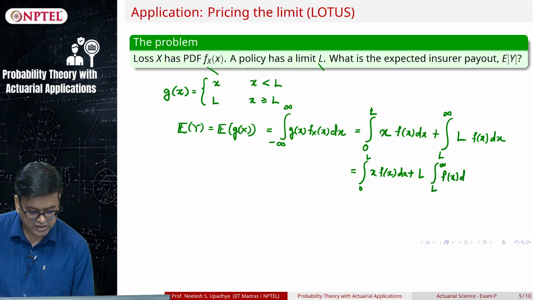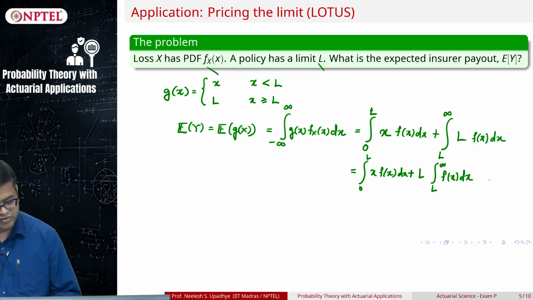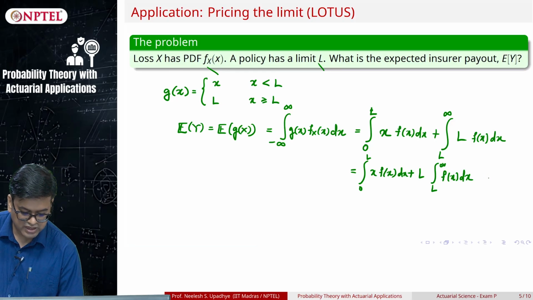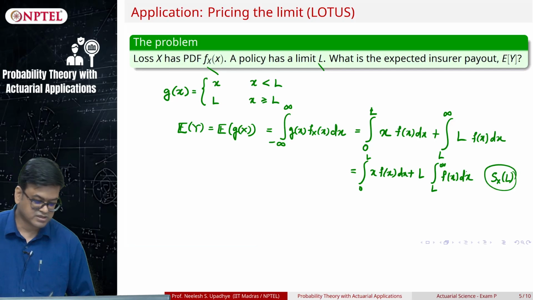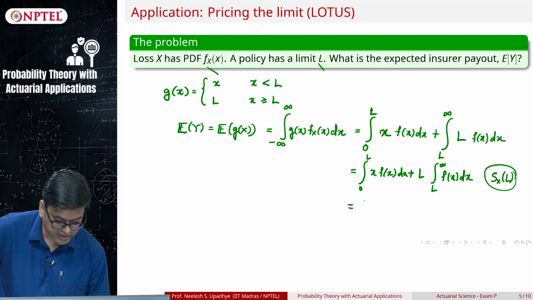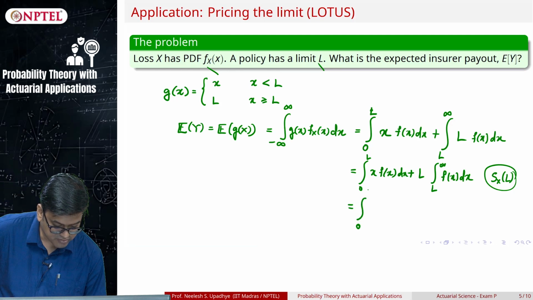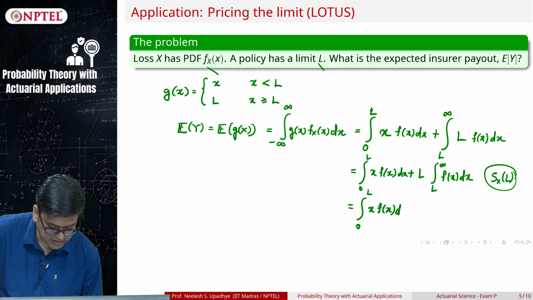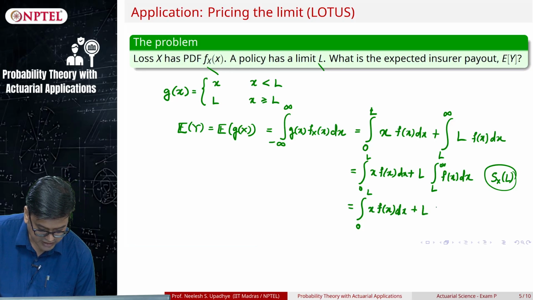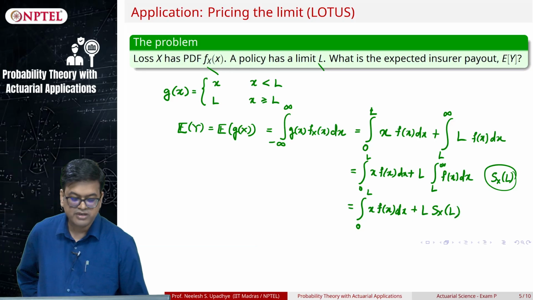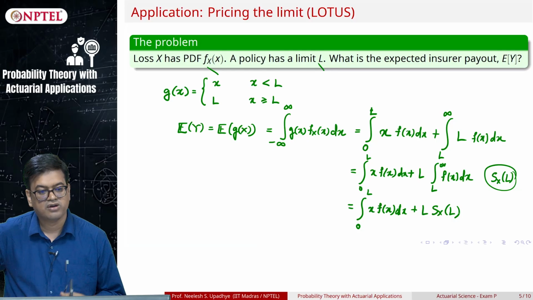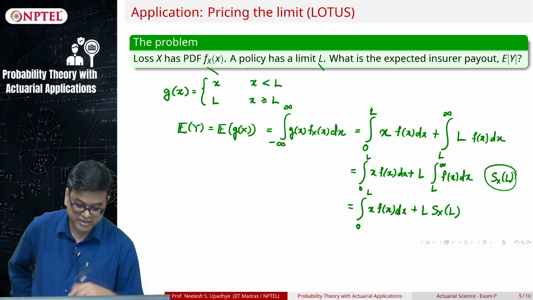Can you identify this latter term with some function that we already know? This is actually the survivor function of X at L. Okay. So, I can identify this particular function as the survivor function of X at L. So, I can rewrite this formula as the integral from 0 to L of x f(x) dx plus L times S_X(L). Okay. So, this can be the simplest version of my expected value of Y.